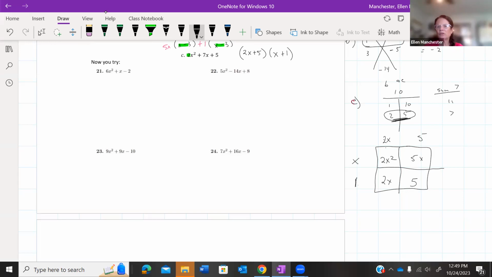Okay, so really the only difference between this and the first trinomial is making sure that you're multiplying the a times c. So remember, we multiply 2 times 5 to get the 10. And then when you add, you want 7. So that's why we use the 2 and 5.